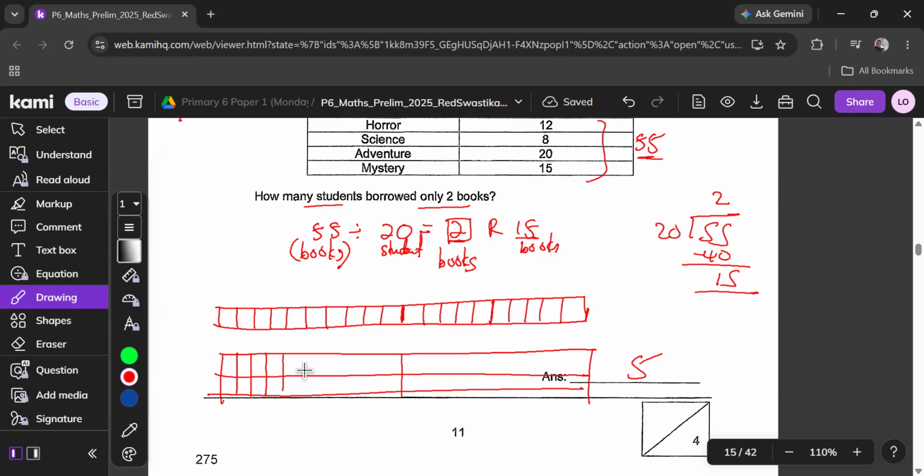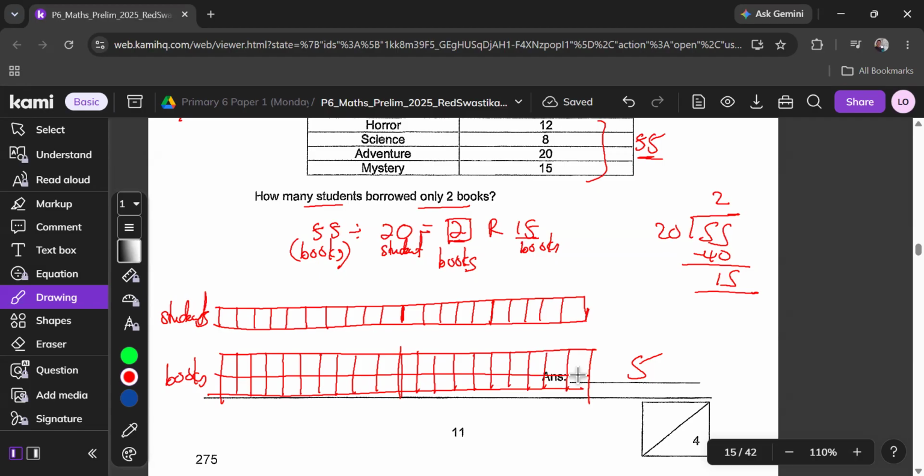1, 2, 3, 4, 5, 6, 7, 8, 9, 10. So you have 10 students who read at least two books. So these are the books. These are the students. Okay, how many students? Then here, 1, 2, 3, 4, 5, 6, 7, 8, 9, 10.